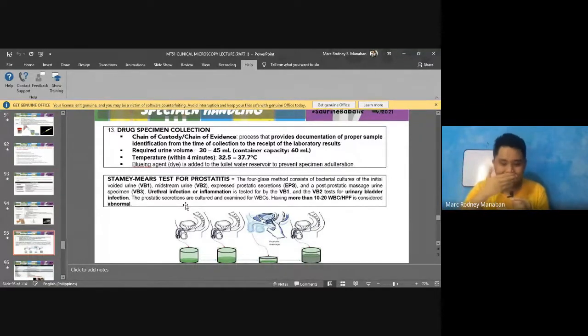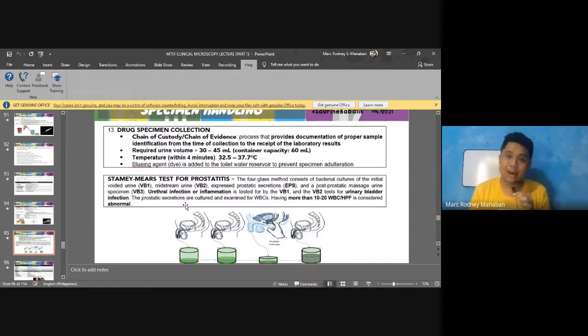All right. Now, the required urine volume is 30 to 45 ml, and the capacity should be about 60 ml. The temperature should be checked within 4 minutes, and the temperature should be within 32.5 to 37.7 degrees Celsius. Below and higher than that, it indicates that the specimen has been tampered with or adulterated. All right. Now, bluing agent or dye is added to toilet water to prevent specimen adulteration.